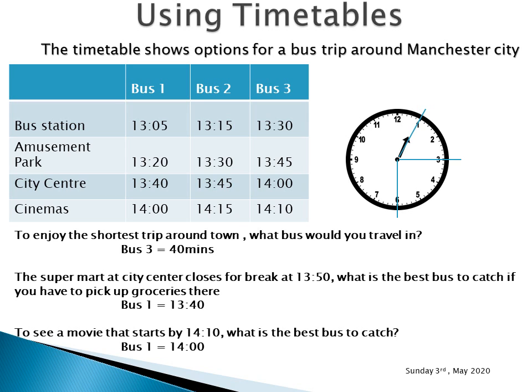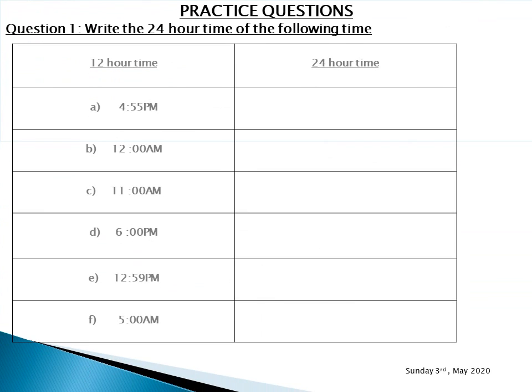Now you understand what it means to read timetables, and of course you can make one for yourself as well. Okay, so now we have three parts of the questions. I have question 1, question 2, and question 3. In all, we have 15 questions. I'll give you instructions on how to answer the questions, and then you'll take a picture of the answers and send them to me on Class Dojo.